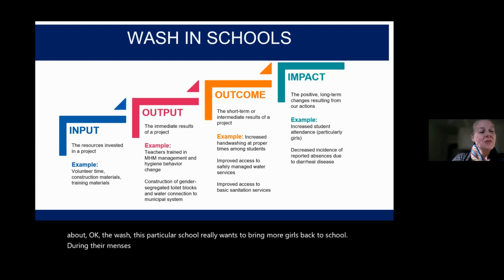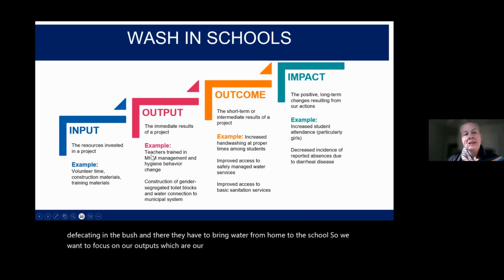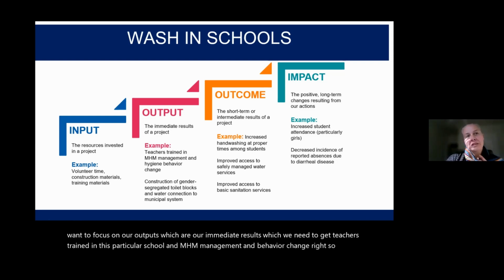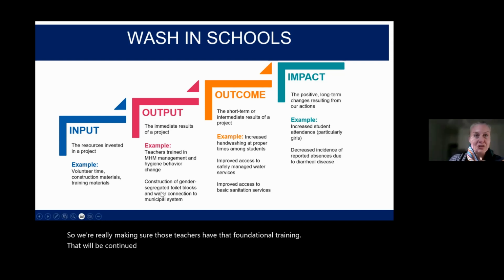And we have a big problem in school of kids open defecating in the bush, and they have to bring water from home to the school. So we want to focus on our outputs, which are our immediate results, which we need to get teachers trained in this particular school, and MHM management and behavior change, right? So we're really making sure those teachers have that foundational training, and that will be continued after teacher, right?